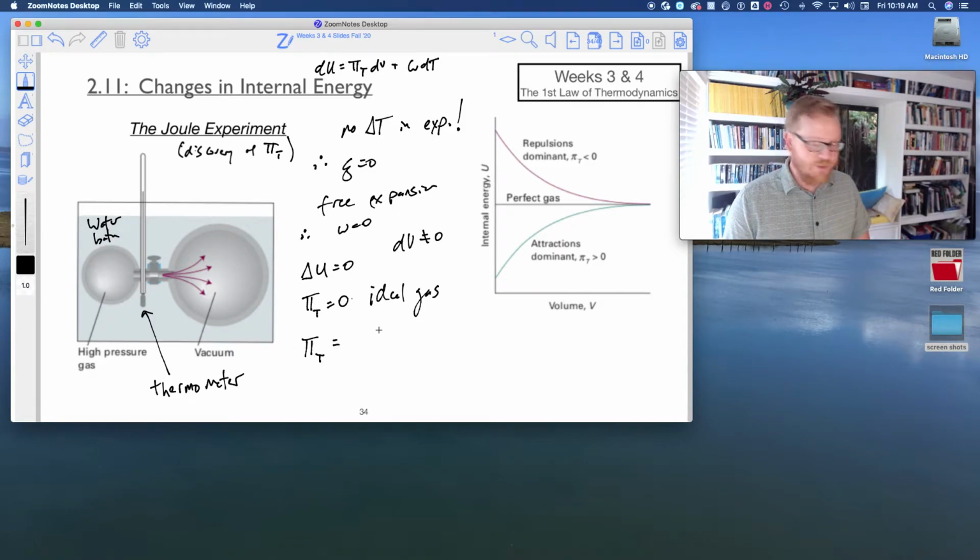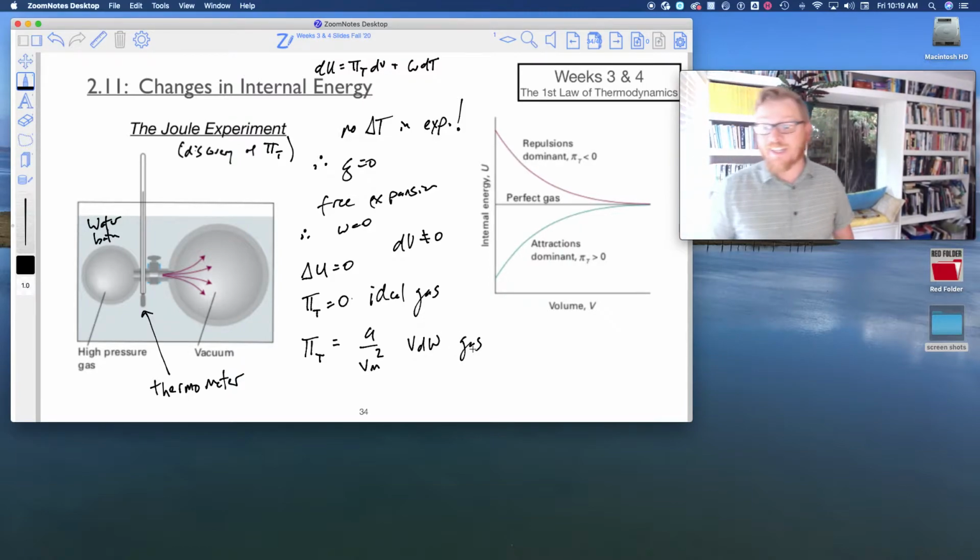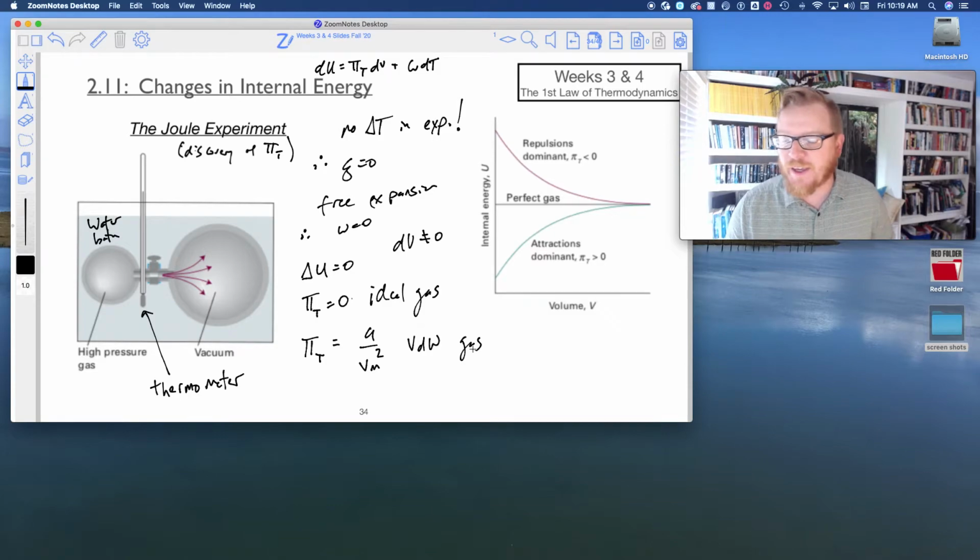Pi_T equals, this is really cool, a over Vm squared for a van der Waals gas. So that's really, really neat. That is that collisional term, right, that gives us the internal pressure dependence of a real gas. Okay? And so let's go back to the basics of that definition. Pi_T we recognize was the change in U with the change in V at constant T.